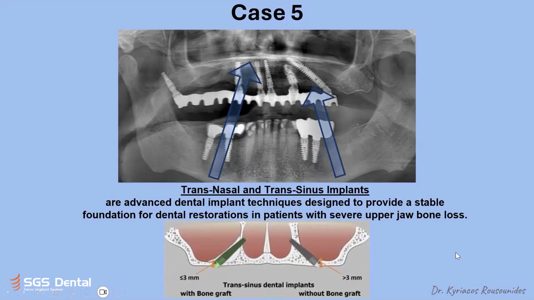And you can ask me later in the group how and when we decide to do a transsinus implant with or without bone graft. If the bone in this area is less than 3 millimeters, we do a light membrane elevation. We have here 3 cortical anchorages, 1 cortical here, 1 cortical here, and here the cortical bone of 3 millimeters. So this is a 3 cortical anchorage.